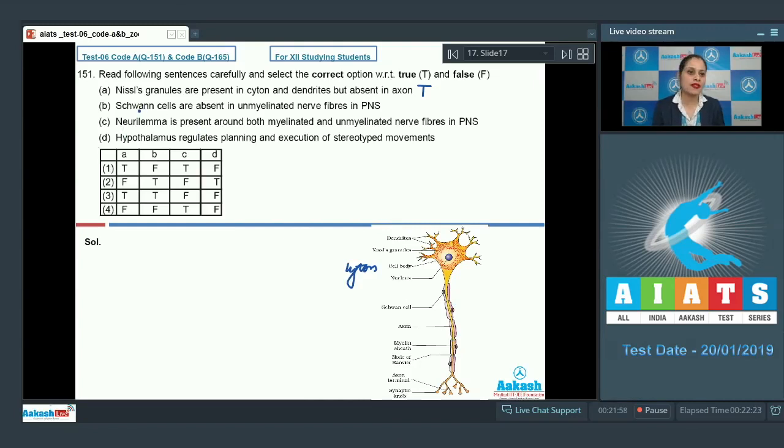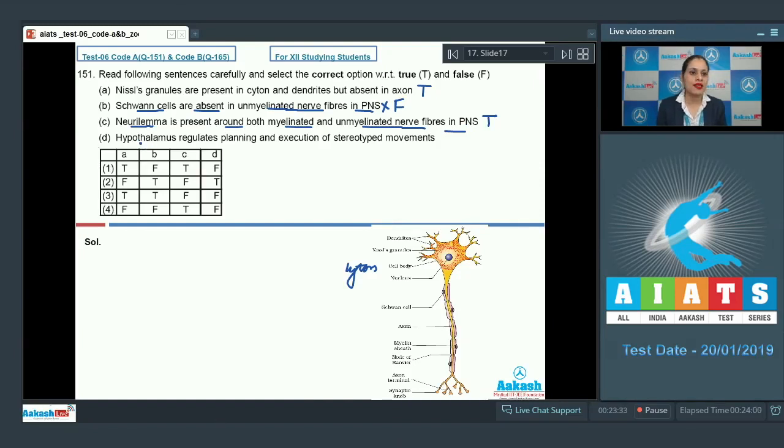The next statement is, Schwann cells are absent in unmyelinated nerve fibers in PNS. This is an incorrect statement, so it is false, because Schwann cells are responsible for the formation of myelin sheath as well as neurolemma in PNS. The next statement is, neurolemma is present around both myelinated and unmyelinated nerve fibers in PNS. This is a correct statement, so it is true.